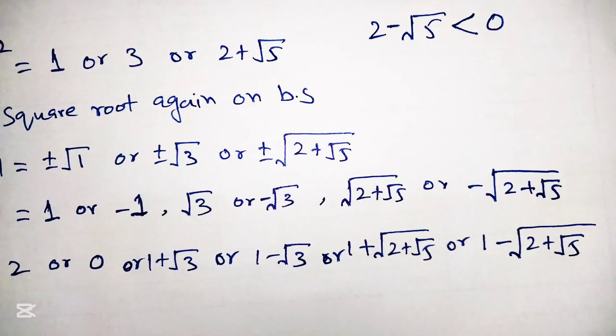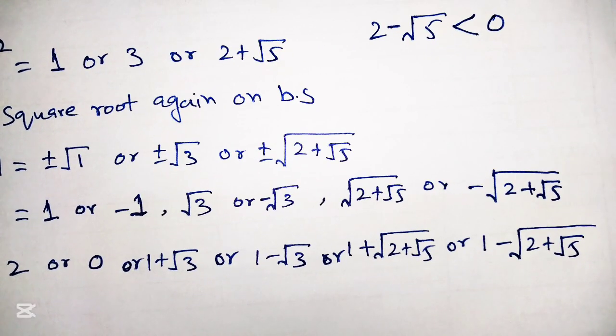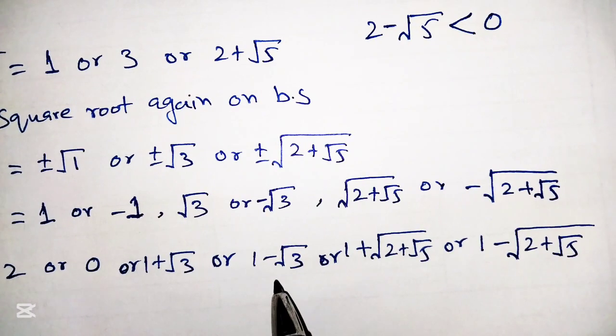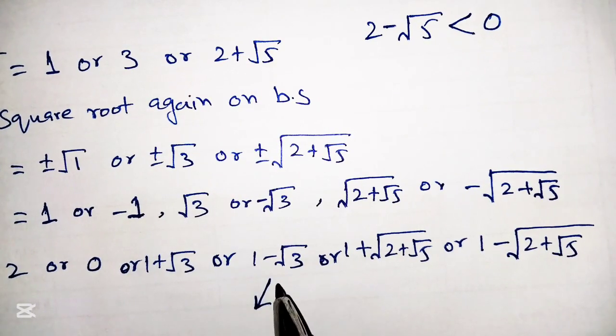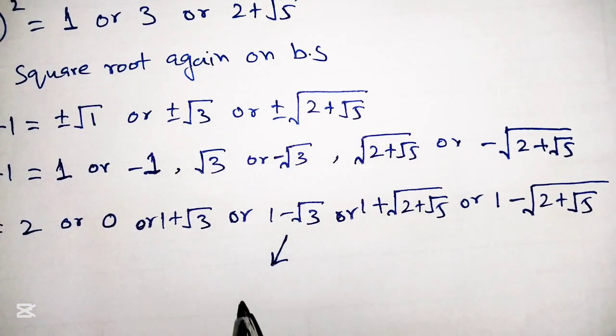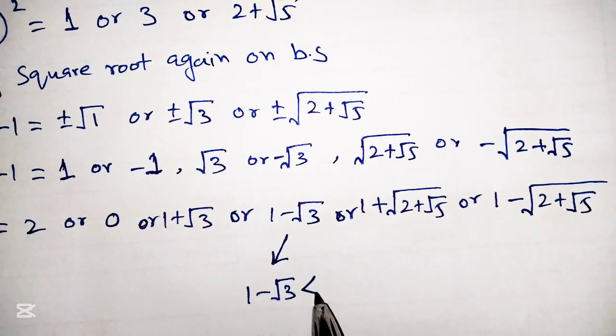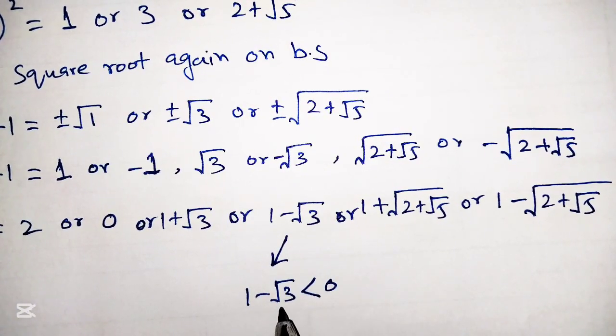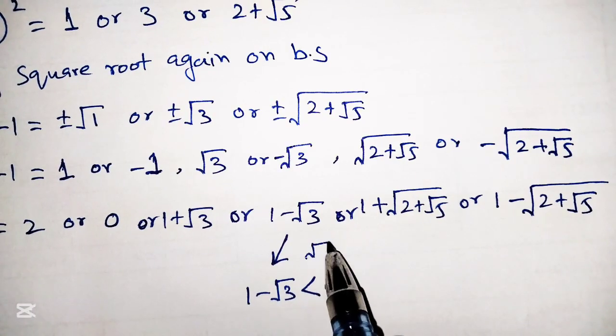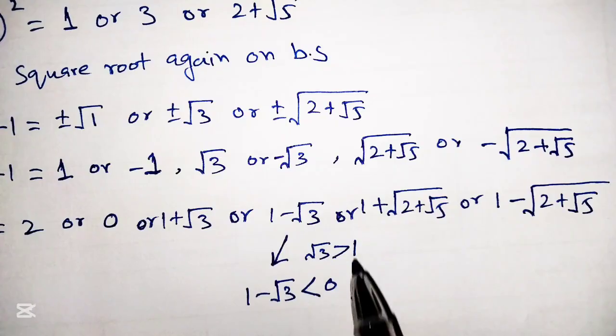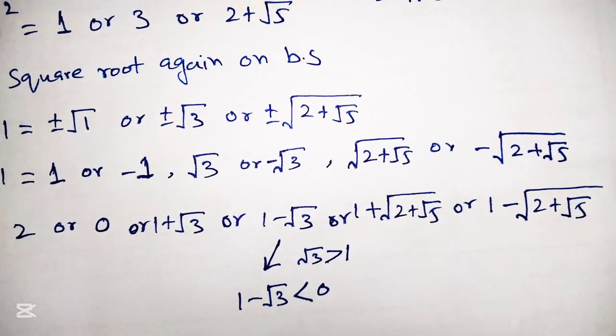Now we will again analyze these roots, and we can see that 1 minus square root of 3 is less than 0, as square root of 3 is greater than 1, so this term is less than 0.